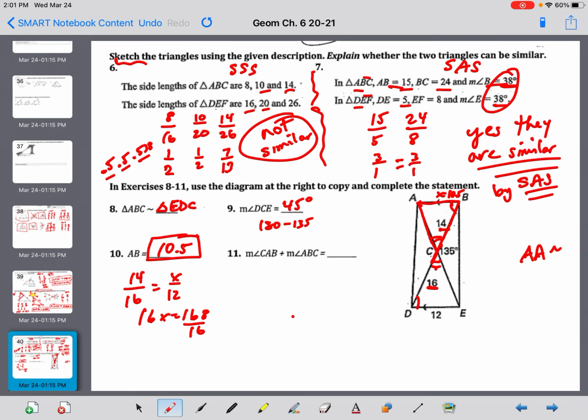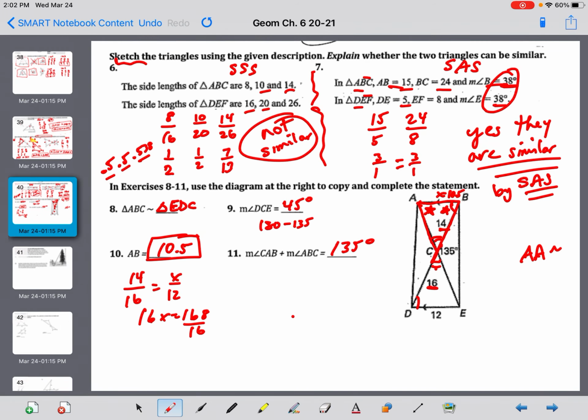Then number 11, what are they asking for? A couple angles added together. Angle CAB, which is the unmarked angle at the top triangle, and angle ABC, which is the single arc angle. This one's kind of a stretch, but it's just 135. Since the double arc is already 45, the other two angles have to add up to 180. So it's just 180 minus 45. It's 135 degrees. Don't stress out about that one. That was just kind of a throwback question a little bit. They were asking for the sum of these two angles, and they would add up to 135.